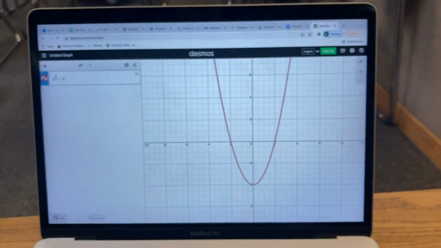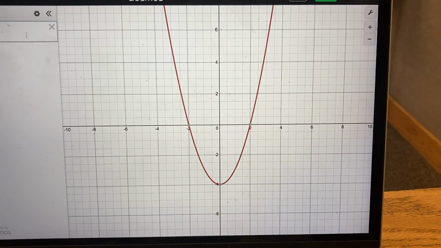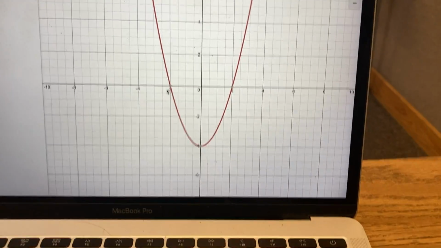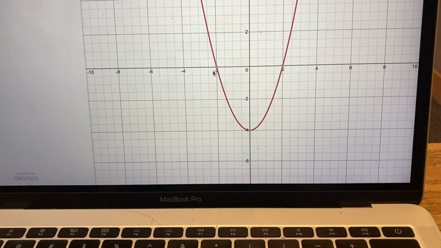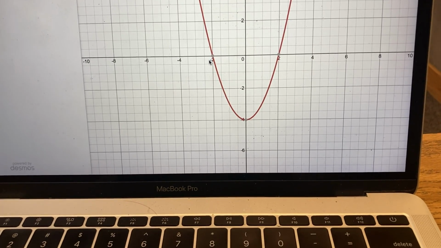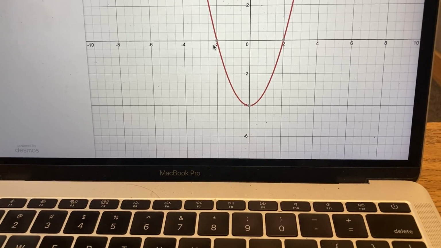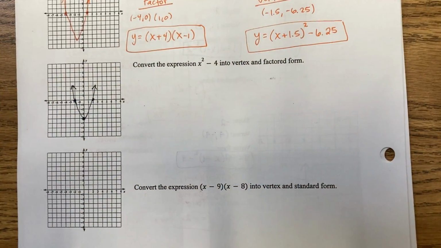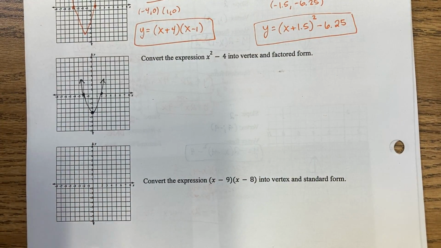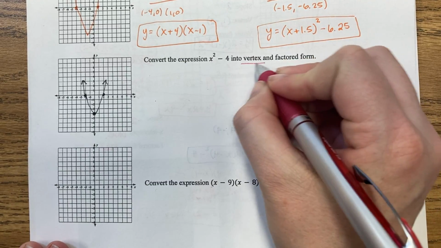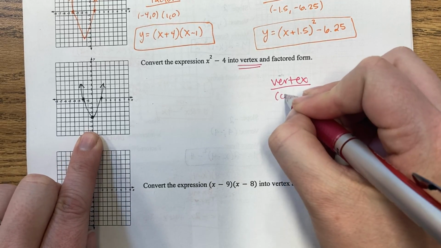X squared minus 4. When I graph x squared minus 4, I've entered it in. I check it crosses at negative 2 and positive 2, and 0 down 4. I've transitioned my graph onto my paper. When I do the vertex form, my vertex was at 0 down 4.